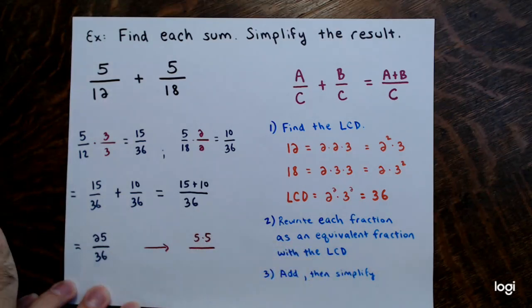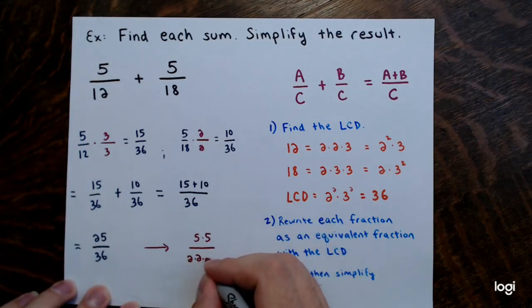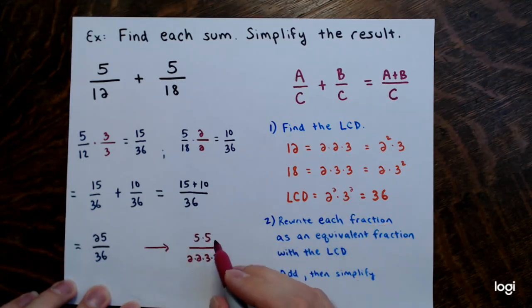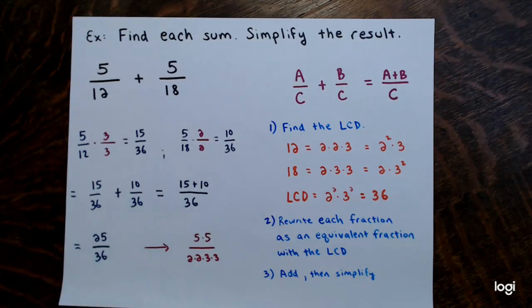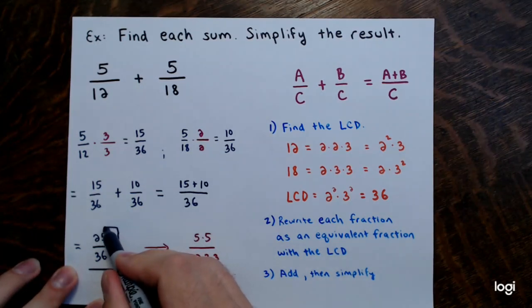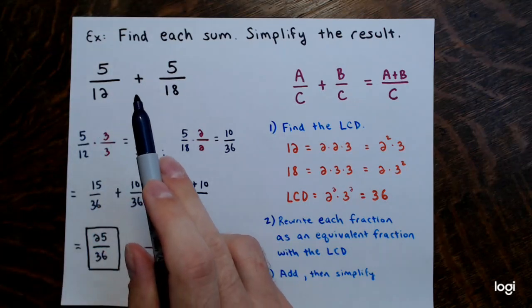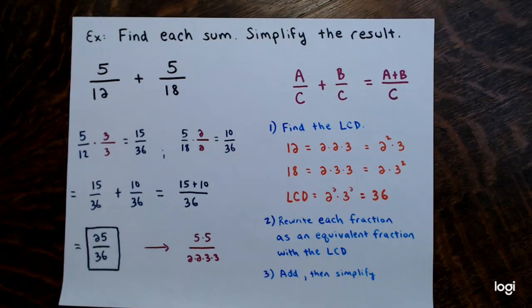If you factor the denominator completely, I've got that here, that's 2 times 2 times 3 times 3, 2 squared times 3 squared. Do you see any common factors? I don't. There's no common factor between the numerator and denominator. So this cannot be simplified any further. There's your final result in the box. So 5/12 plus 5/18 is equivalent to 25/36.